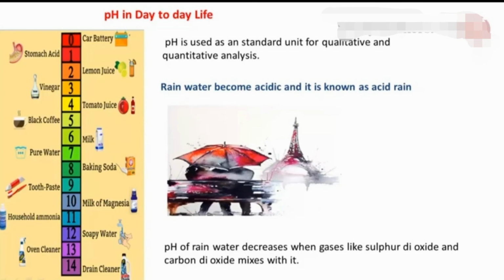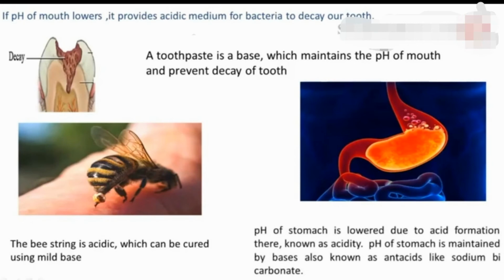Next comes the pH of the mouth. When the pH of the mouth lowers, it provides an acidic medium for bacteria to decay our teeth. Means tooth decay starts when the pH of the mouth is less than 5.5. Toothpaste is a base which maintains the pH of the mouth and prevents tooth decay. Next, bee sting. The bee sting is acidic, which can be cured using mild bases.